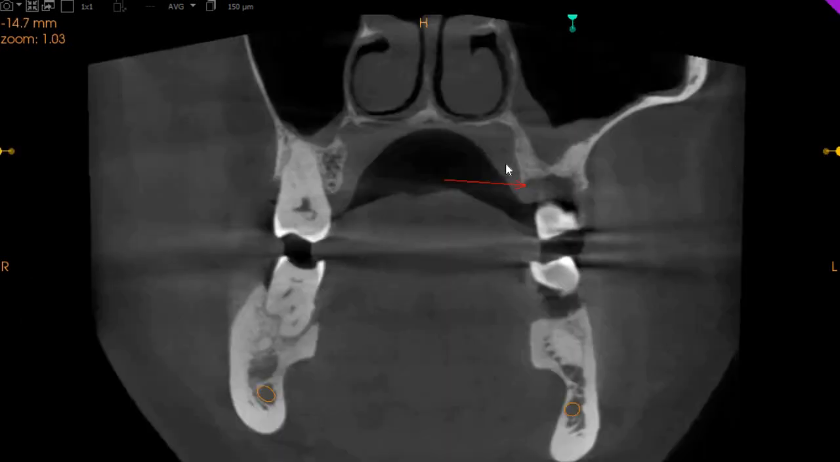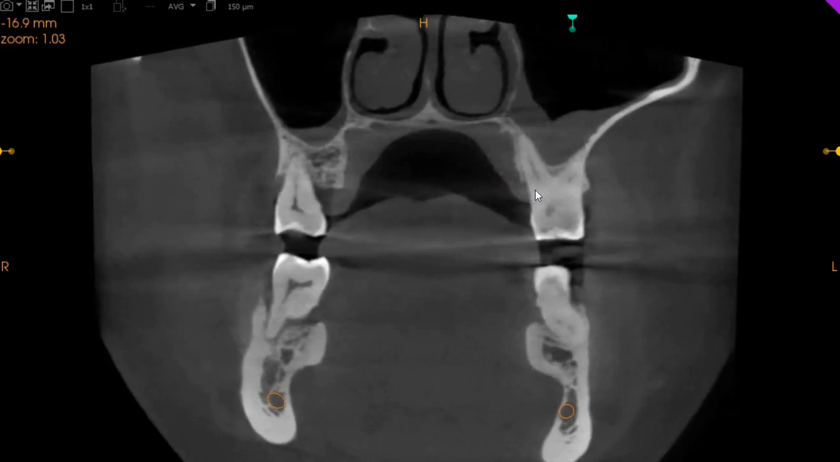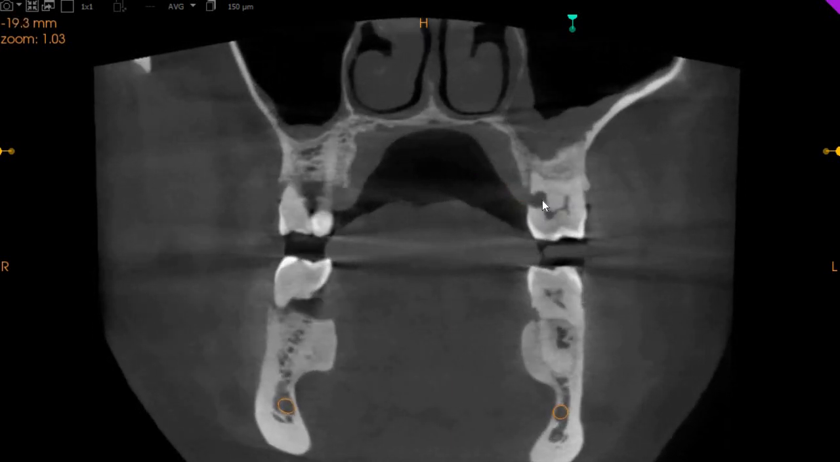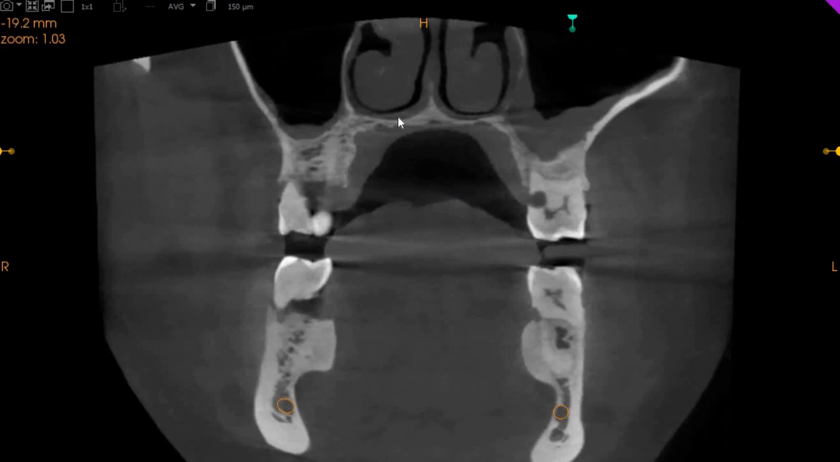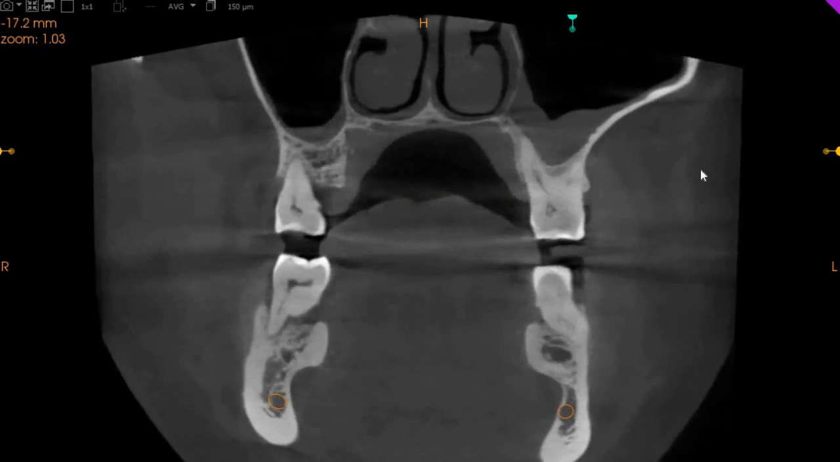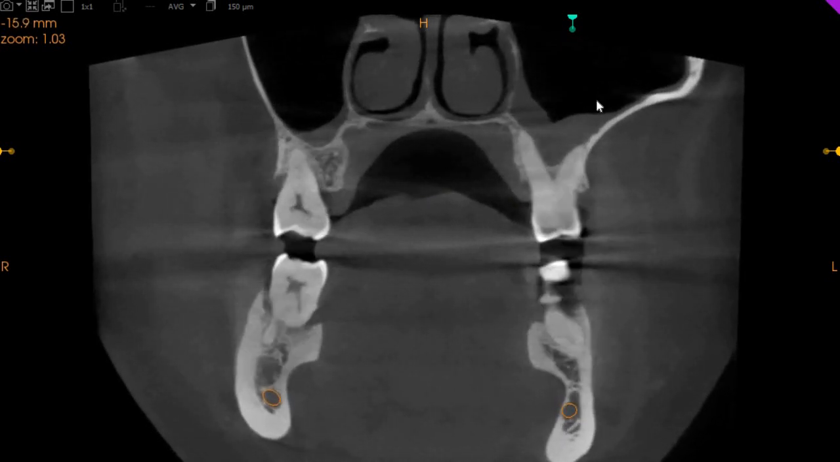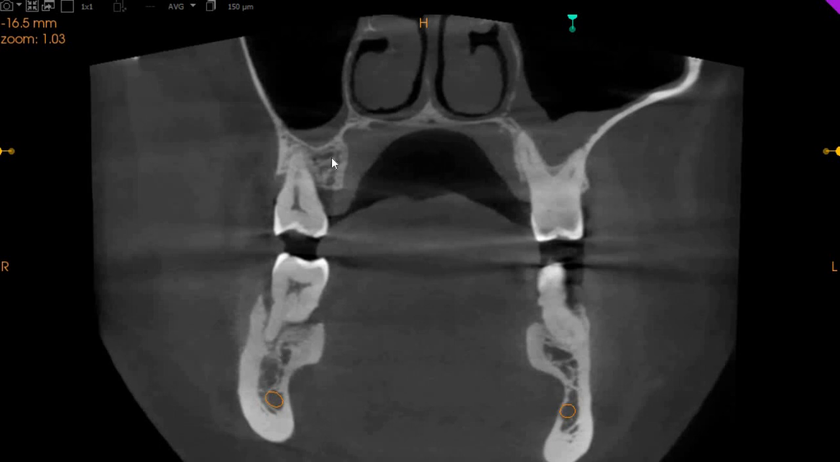When we look at the tooth from a coronal point of view, this is where the bone loss is on the distal aspect. This is where the cavity is on the palatal aspect, and then we have mild sinusitis, and we can see that in this tooth as well. So no periapical radiolucency, but we do see mild sinusitis associated with this tooth.